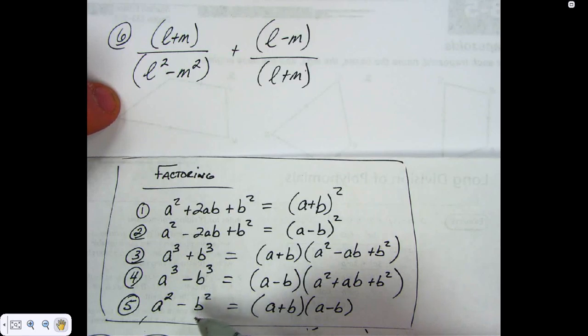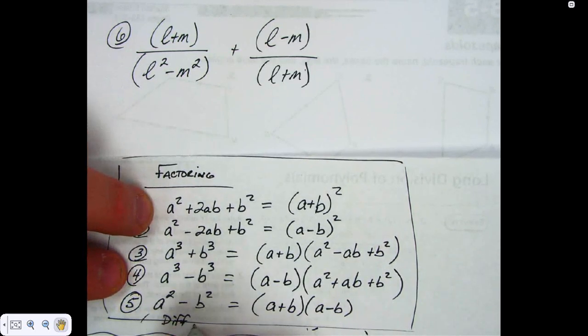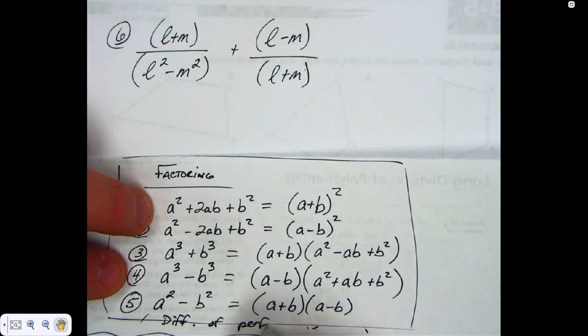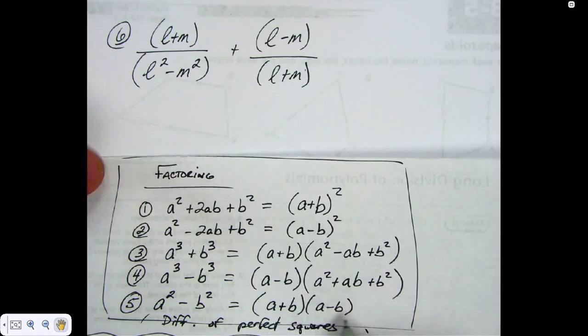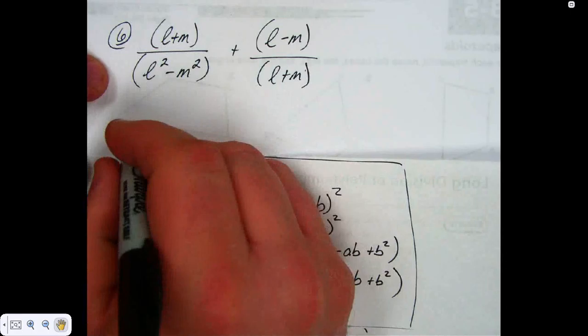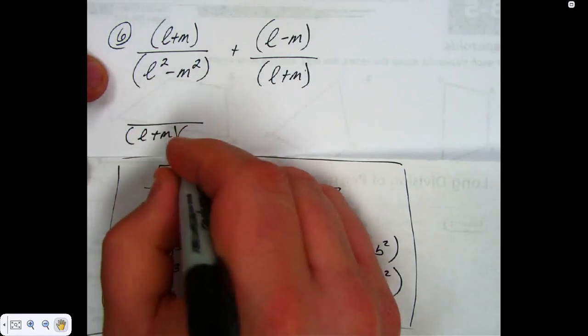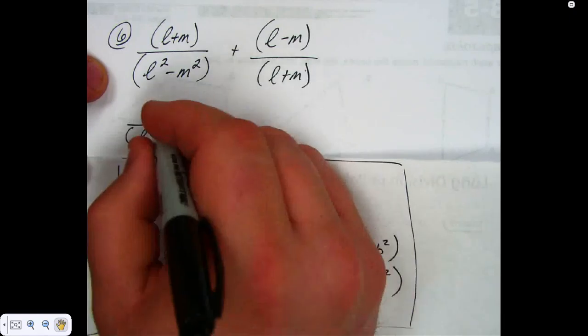But then you get to the bottom, and basically you have the difference of perfect squares. And anytime you do, it's plus minus, square root of that, square root of that. So I can factor this using this. I could factor the bottom here to L plus m times L minus m.